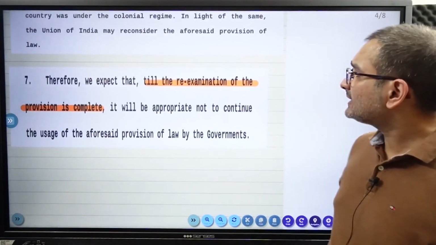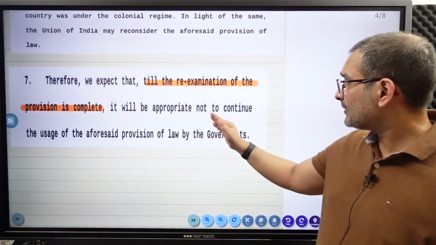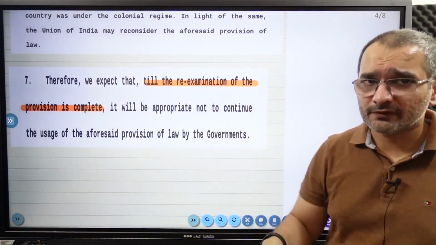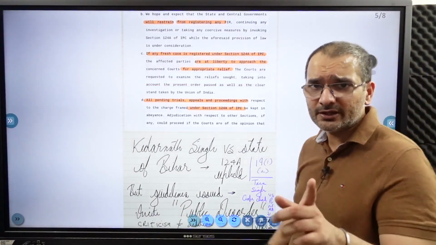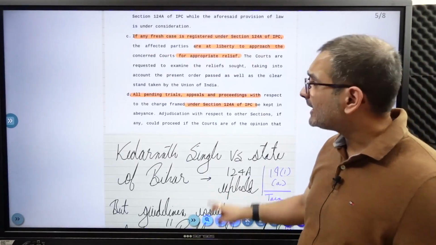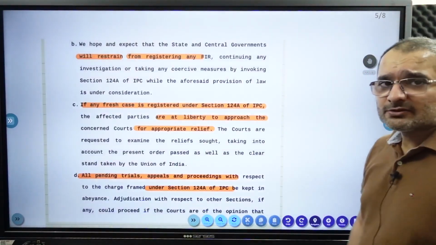Therefore, we expect that till the re-examination of the provision is complete, it will be appropriate not to continue the usage of aforesaid provision. तो इसको standby में डाल दो, लैपटॉप का ढक्कन बंद कर दो without shutting it down. So the laptop is in standby. अब कौन सा लैपटॉप? 124A का लैपटॉप. तो therefore they issued guidelines.